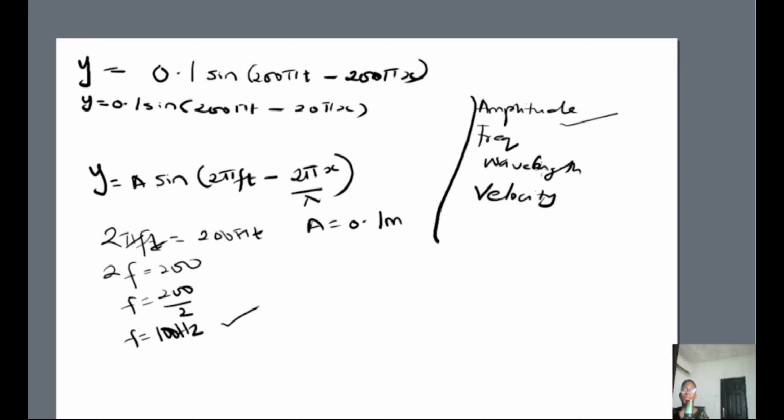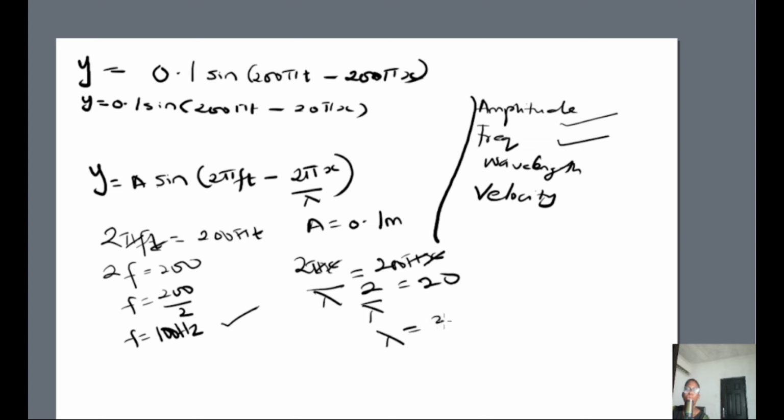We've checked for frequency, right? So now the next one is to check for our wavelength. In the same vein, we're going to equate this to this. So we have 2 pi x over lambda to be equal to 200 pi x. Same thing, we're going to cancel x, and cancel the pi. So we have 2 over lambda is equal to 20. Yes, 20. So our lambda is going to be equal to 2 over 20, which is equal to 1 over 10. So we have it that also in meter. So let's go to the next question.